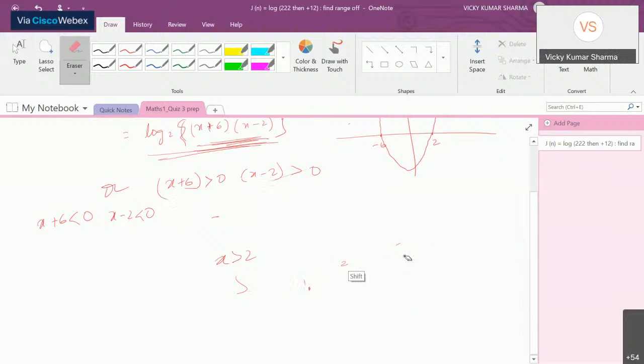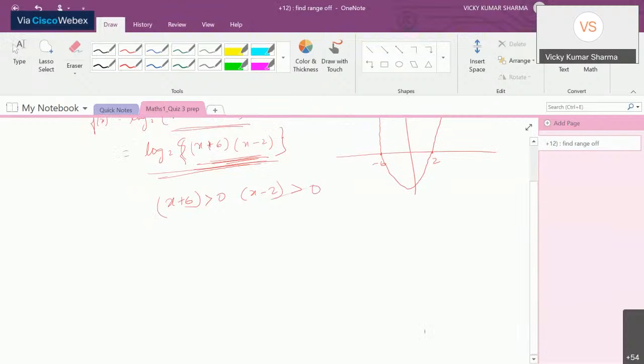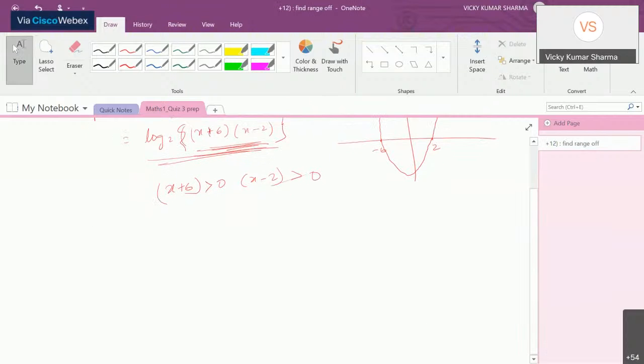This is really a good question because you will have questions similar to this in your quiz, so pay attention. Now you got something like this: x plus 6 greater than 0 and x minus 2 greater than 0. My point is, we'll take up two cases here.